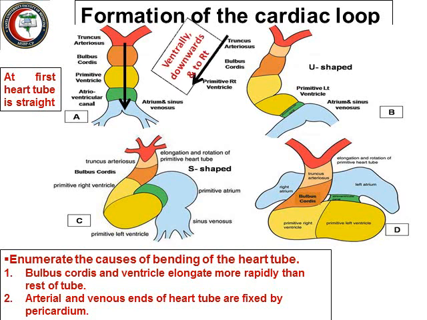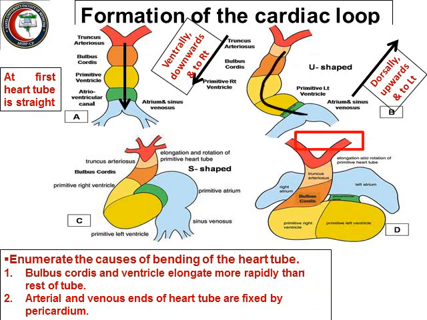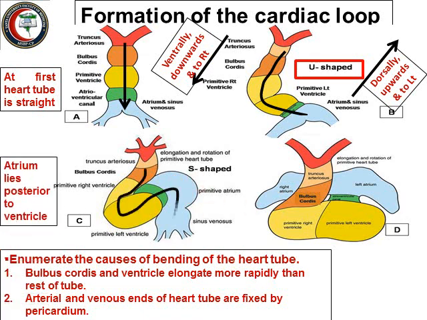Thus, the upper part of the heart tube descends downward and to the right and anteriorly, ventrally. And the lower part of the heart tube ascends upward and to the left and posteriorly, or dorsally. Thus, it forms a U-shaped heart tube. But later on, the atrium lies posterior to the ventricle here. Thus, it becomes S-shaped.